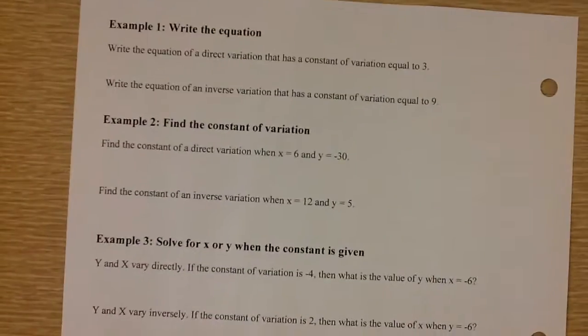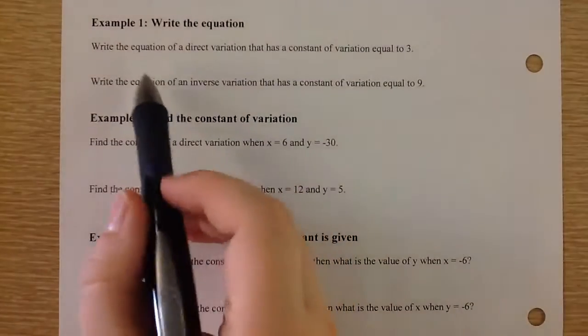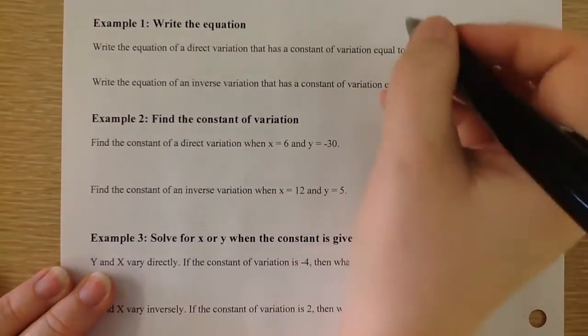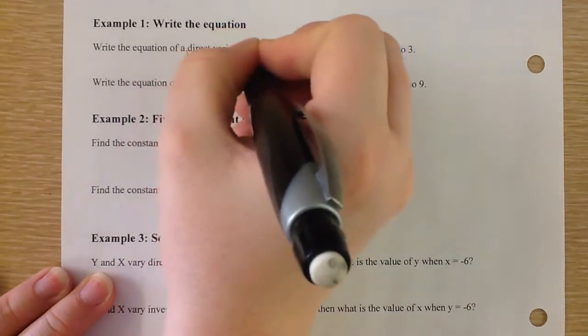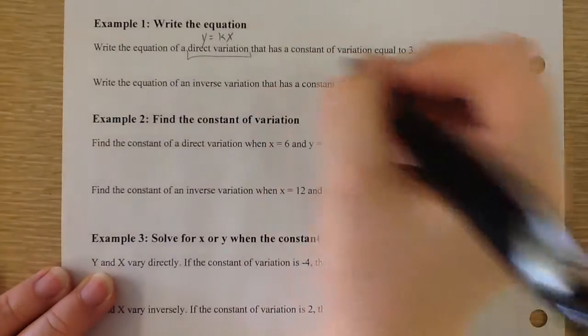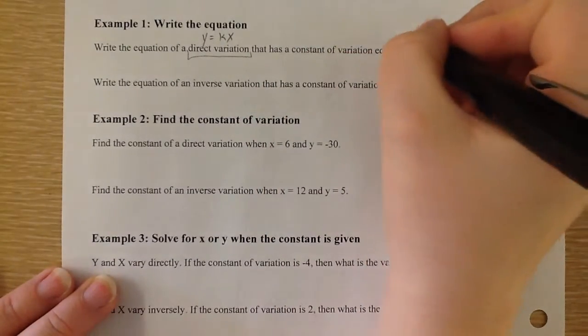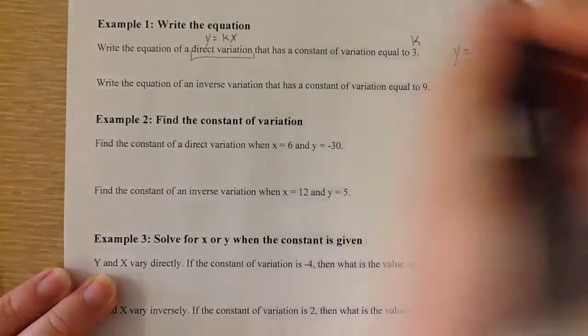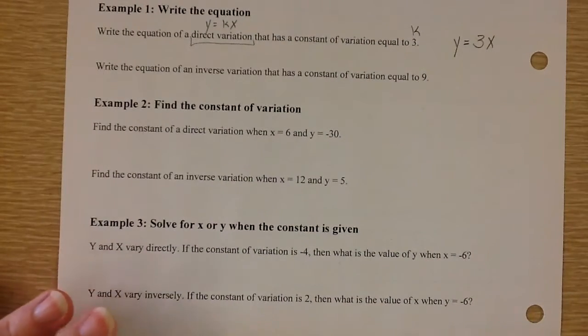Let's go ahead and answer some questions based on inverse and direct variation. So write the equation of a direct variation that has a constant of variation equal to 3. Well, it's direct variation, so I automatically know it's going to be y equals kx. And not only do I know it's going to be y equal to kx, they tell me the k is 3. So all I need to do is plug it in. Y equals 3x. There's my equation.